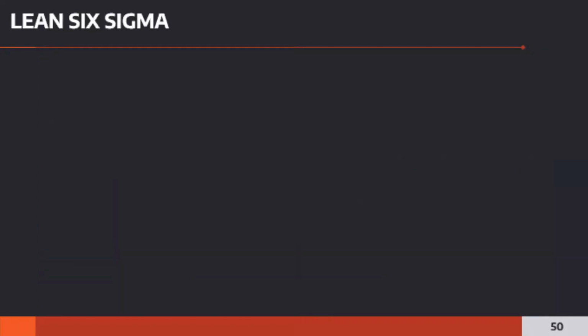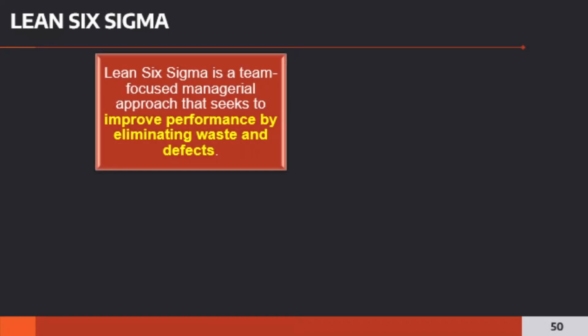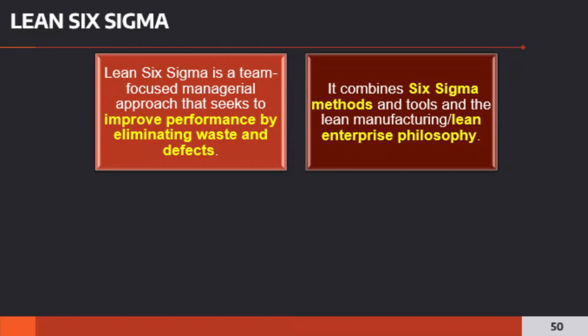How about Lean Six Sigma? Well, you know what 6 sigma is. Lean, on the other hand, is a team-focused managerial approach that seeks to improve performance by eliminating waste and defects. So it's like 6 sigma, but lean is more of a team-focused approach. It's more of a people approach.